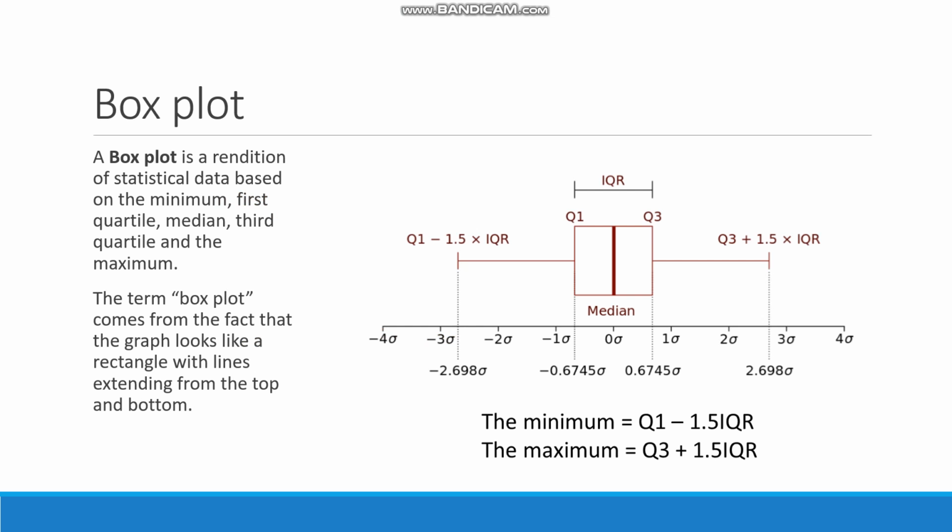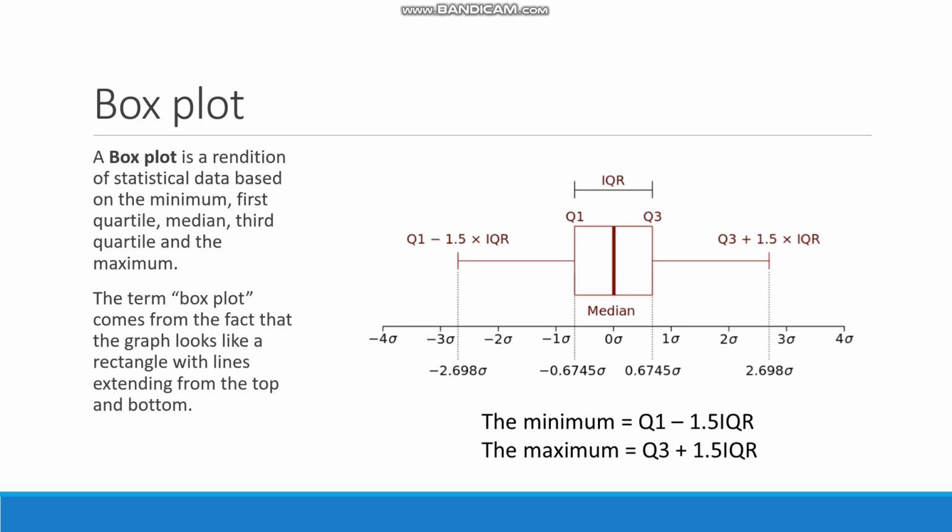In order to visualize quartiles, we use a box plot. It is a reduction of statistical data based on the minimum, first quartile, median, third quartile, and the maximum. The term box plot comes from the fact that the graph looks like a rectangle with lines extending from the top and bottom. Box plots may also have lines extending from the boxes, whiskers, indicating variability outside the upper and lower quartiles. Hence the terms box and whisker plot and box and whisker diagram.